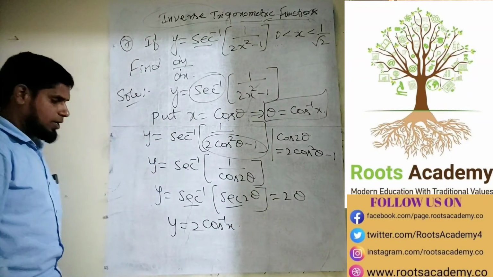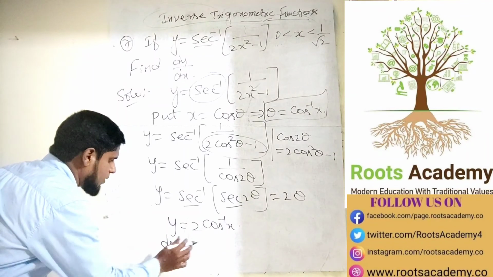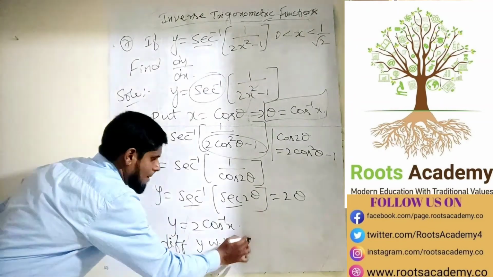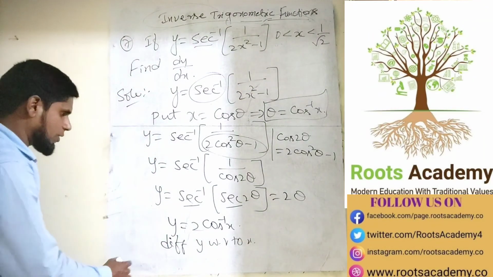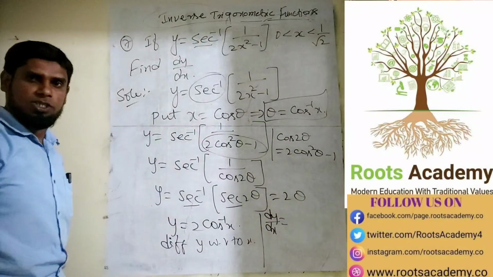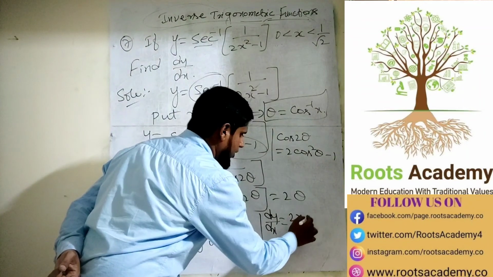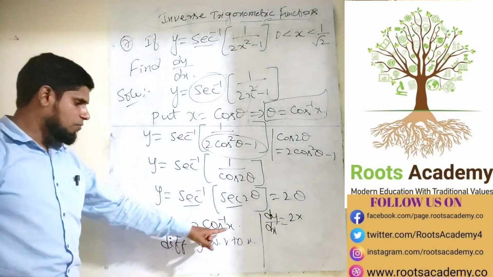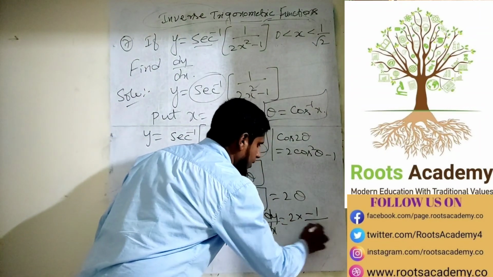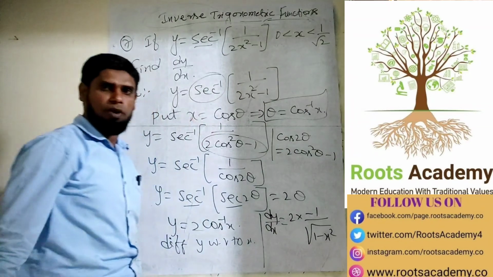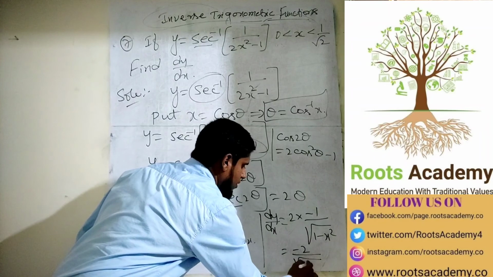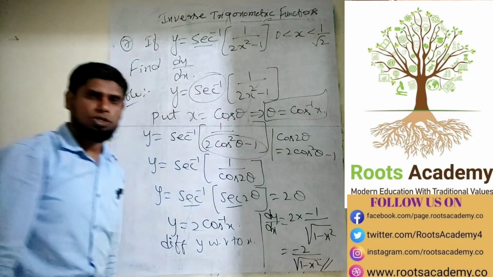Differentiate y with respect to x. If I am differentiating this with respect to x, I will get dy by dx is equal to 2 into the derivative of cos inverse x, which is minus 1 divided by root of 1 minus x square. This is equal to minus 2 divided by root of 1 minus x square. This is the final answer.